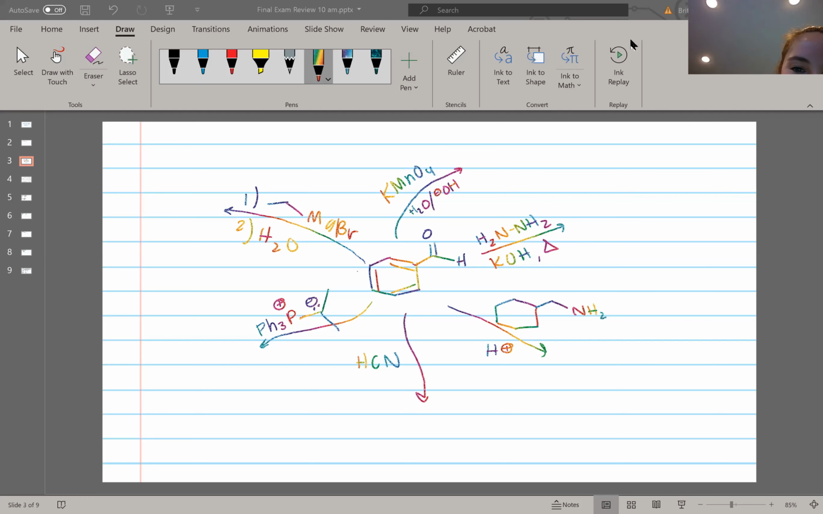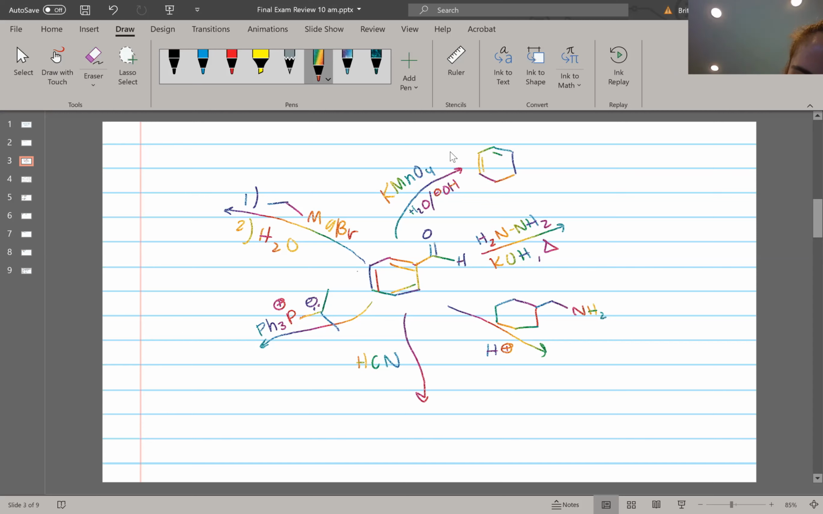Okay, yeah, I see in the chat: oxidation of the side chain to carboxylic acid. That's good. That was from Addison. So potassium permanganate is one of our strong oxidants, so it's going to turn the aldehyde into a carboxylic acid.